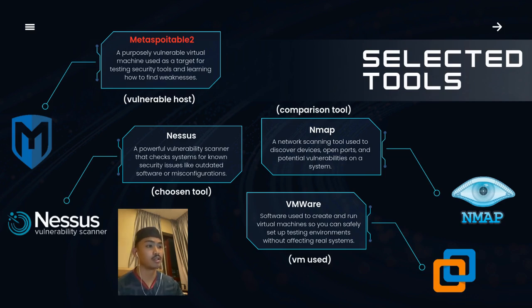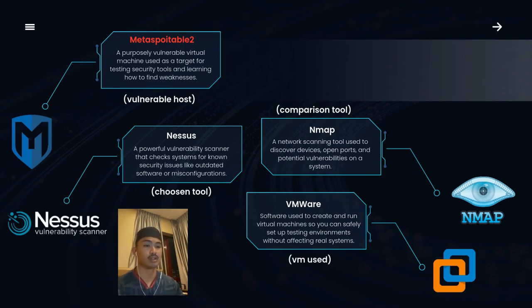The next one is the comparison tool, which is Nmap. That is used to find the open ports and services with the right script. It can also detect known vulnerabilities. Lastly, VMware. We use VMware to safely run all machines virtually, including the Kali Linux environment that we will run, also keeping our real system protected during tests.